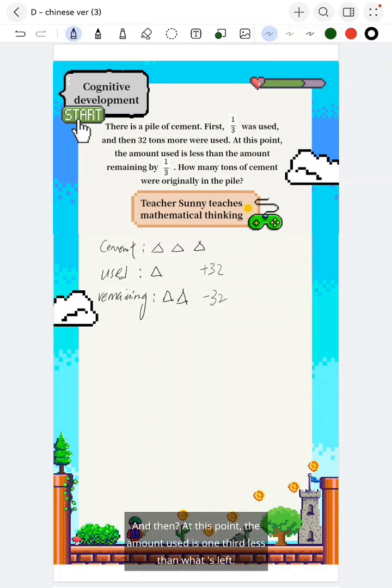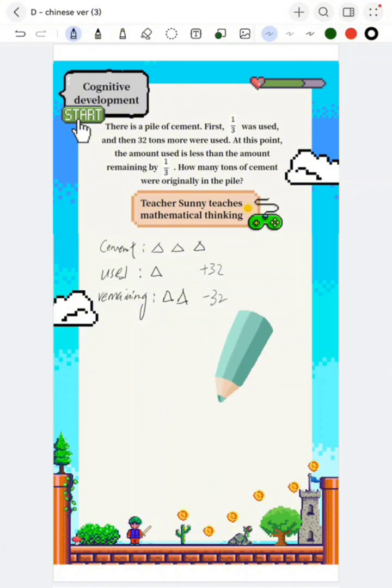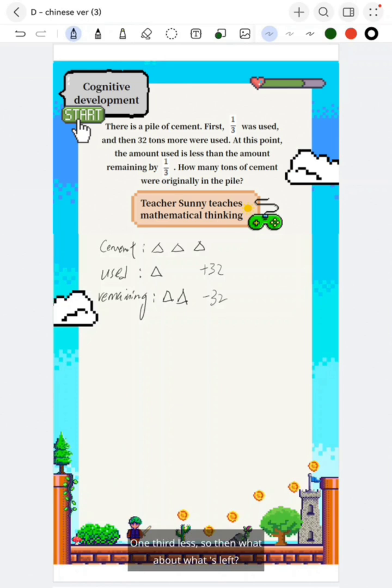And then, at this point, the amount used is 1/3 less than what's left. So you need to be careful in understanding these fractions. It's less than what's left. 1/3 less, so then what about what's left?